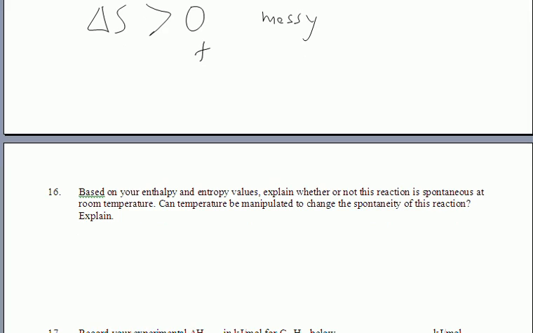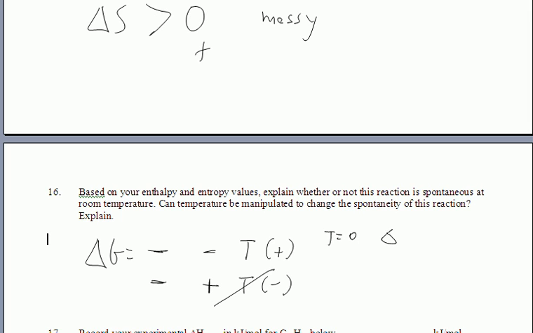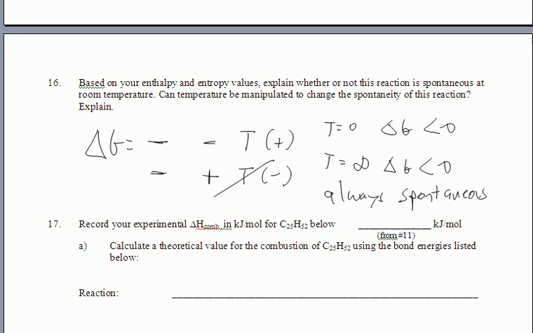Going to 16. Based on the enthalpy and entropy values, discuss the spontaneity. All right, delta G is going to be equal to a delta H, which is negative, minus a T times a positive. We can make that a minus plus a T times a minus, and when temperature goes to 0, delta G is going to be less than 0, and if temperature went to infinity, delta G would still be less than 0. So this reaction is going to be always spontaneous. Common question on the test.